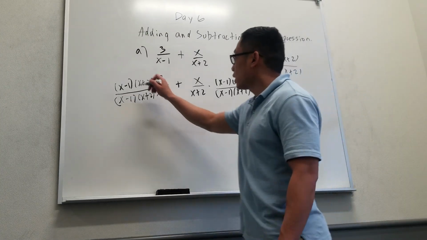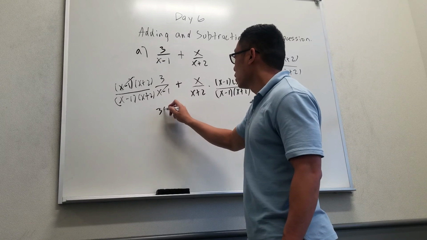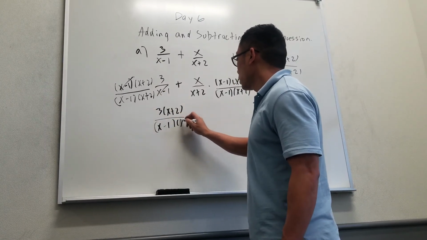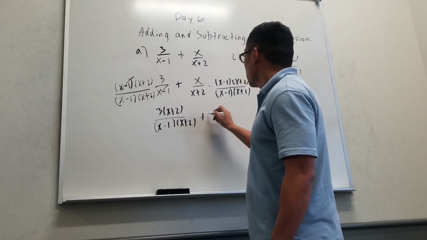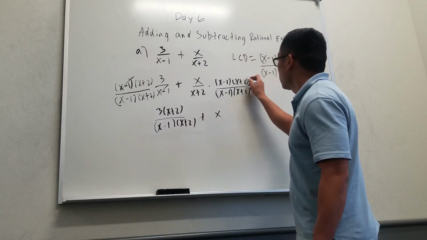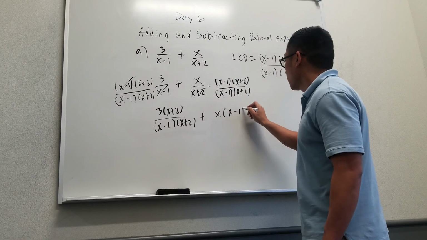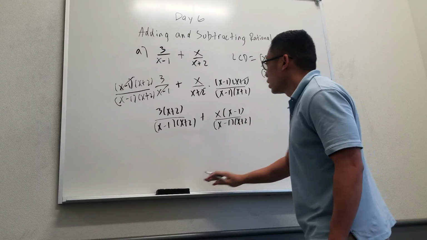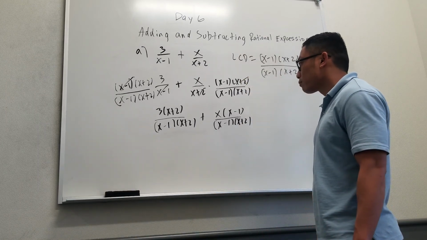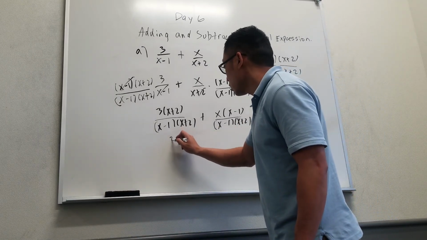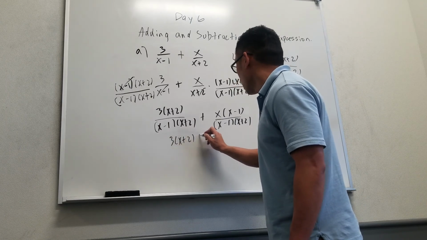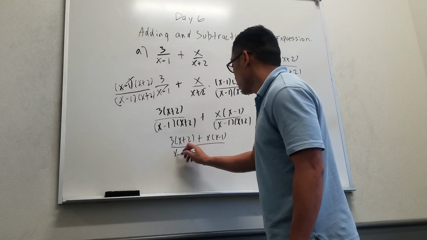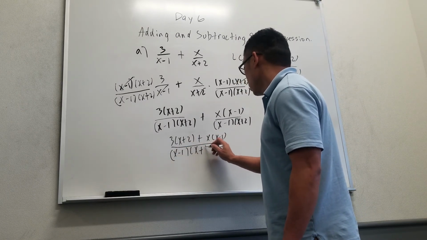So what do you notice? The x minus 1 will cancel, so you just have 3 over x plus 2. You have x minus 1, x plus 2, plus x, what do you notice? The x plus 2 will cancel, so you have x minus 1 on the top only, x minus 1, x plus 2, and what? They have the same LCD now, so I can combine them. X minus 1, x plus 2.